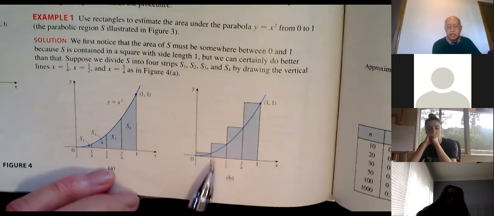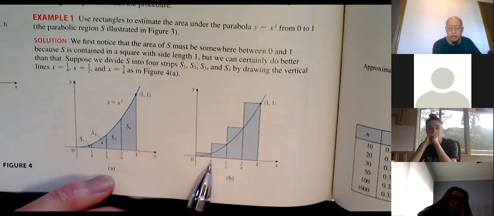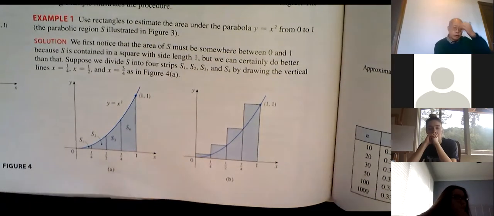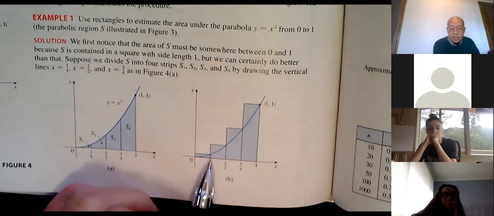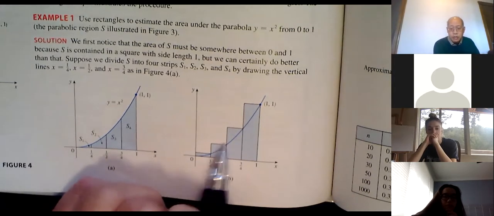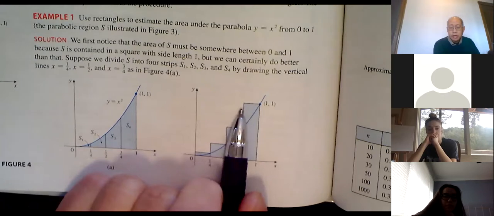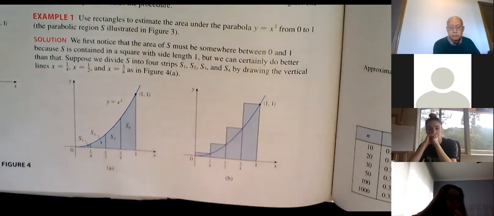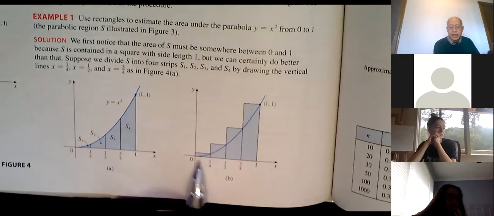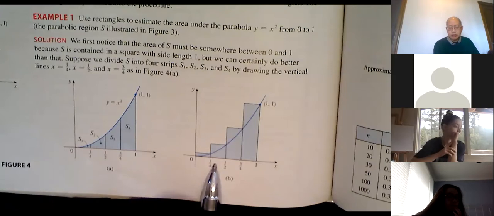Okay, so what did they do here? It looks like they took the function values at the right endpoints. Okay, the height is the function value at 1/4, 1/2, 3/4, and 1. And then they had a delta x. In this case, the delta x's are all 1/4.